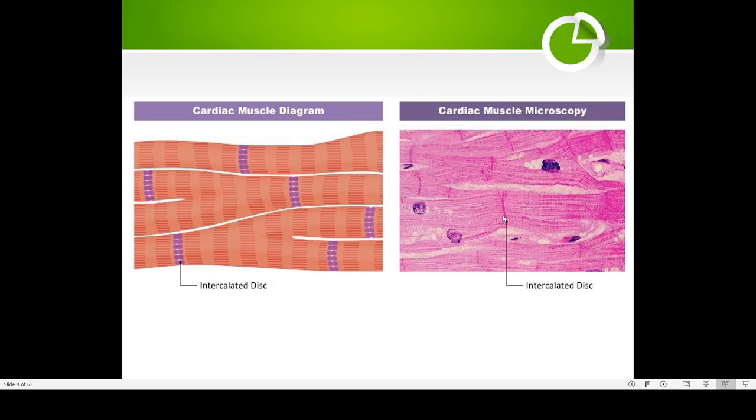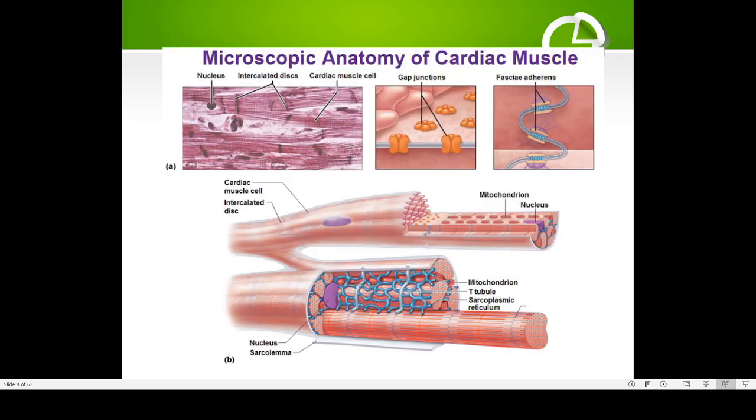See, this is the intercalated disc, and here also the intercalated. This is one cardiac cell, this is another cardiac cell, and between them there is an intercalated disc, and this is a nucleus. So this is the photo of a cardiac muscle. Now, at the microscopic level of anatomy, the cardiac cell, you can see how the internal detailed structures of my cardiac muscles are actually arranged.